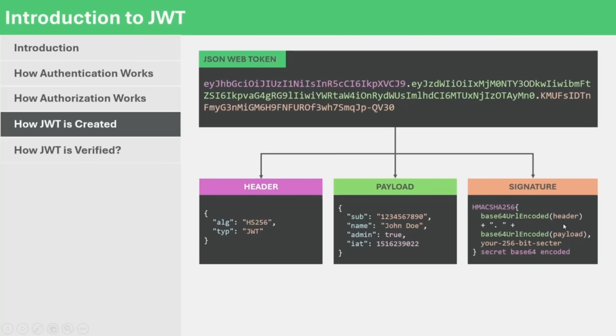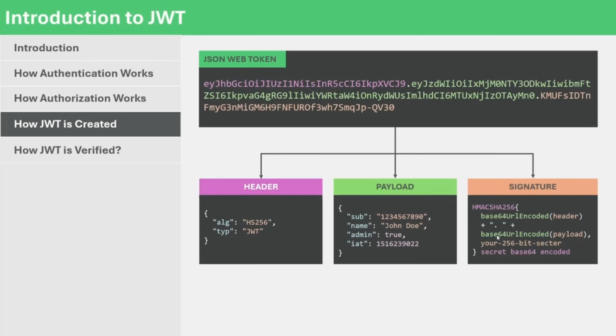The signature consists of header, payload encoded in base 64 string, and a secret key which is stored on the server. The same secret key which we talked about in our previous slide. So remember that the signature consists of base 64 encoded header plus a dot and then base 64 encoded payload and the secret key which is stored on the server. And this process is called signing the JSON Web Token.